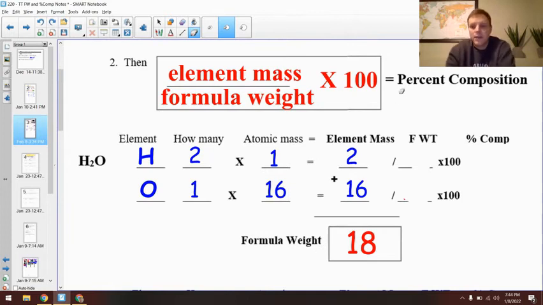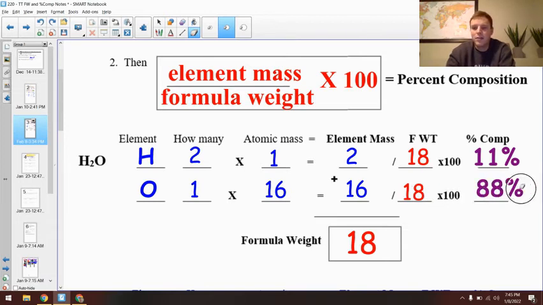Now, here's what we're going to do. If we want to find the percent composition of hydrogen, we're going to take that 2 and divide by 18. So the element mass is 2. Divide that by 18 and find that this is about 11% hydrogen. You can round to the closest whole number there, because I know it comes out to be 11.11 something. And with oxygen, you're going to take that 16 divided by 18. So we're both divided by that same formula weight and multiply by 100. And you'll find that oxygen comes out to be 88%.